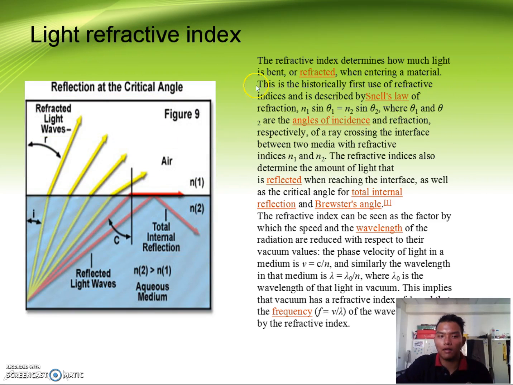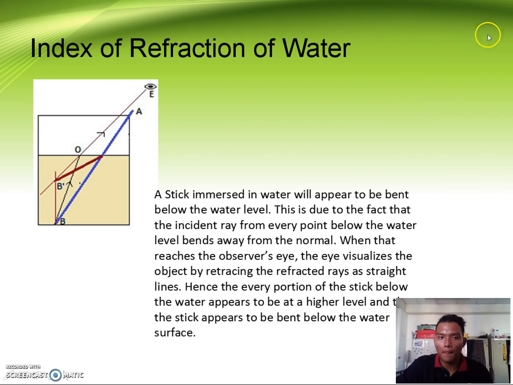Light refractive index. You can read this for the information and the reflection at the critical angle. This is the reflection at the critical angle, the examples that I can show you.